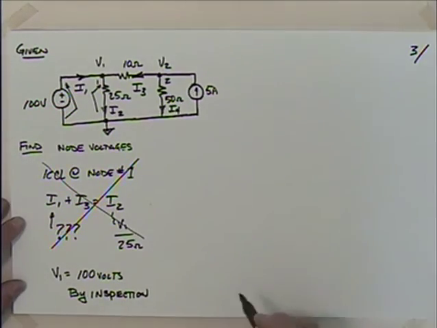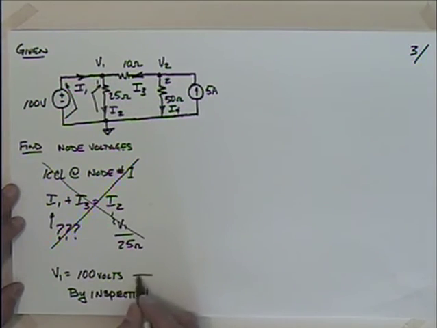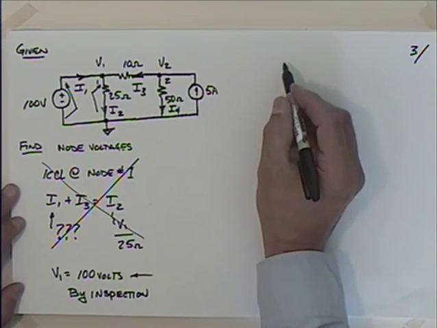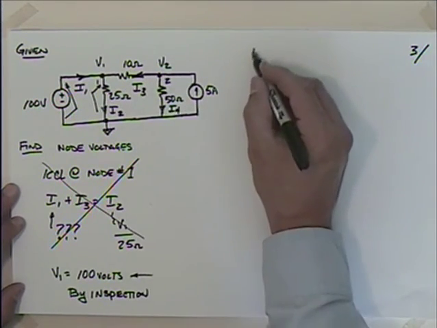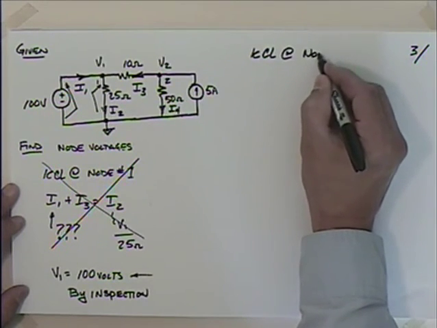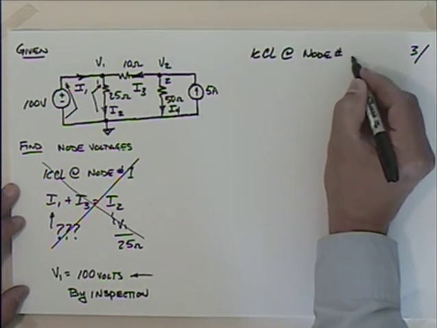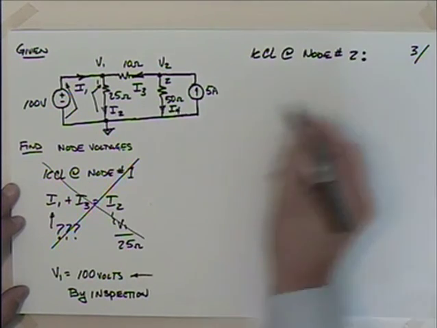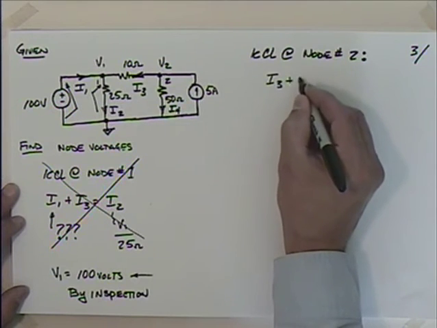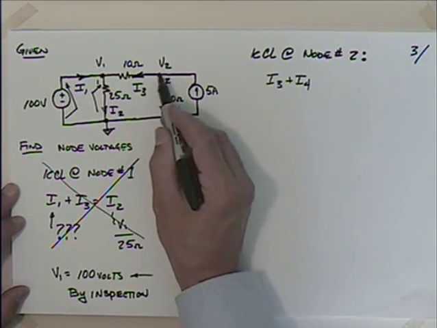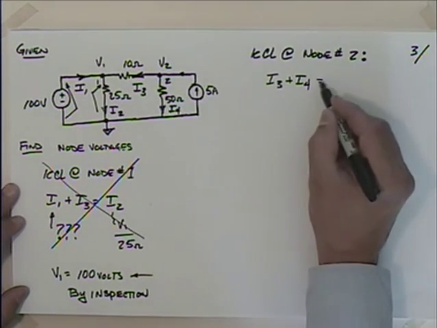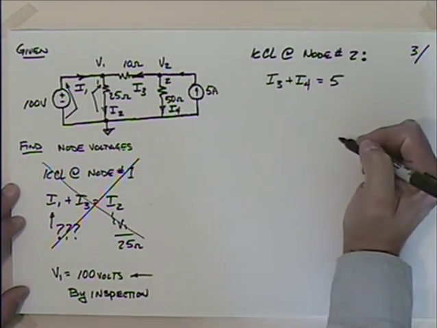I mean, you could say that this is still an equation, and I agree with you. But I only have one, shall we say, more difficult equation. So let's do this. I got Kirchhoff's current law at node number 2. What's that look like? You got I3 and I4 leaving. So I3 plus I4, that's what's leaving the node. What do you have going in? You got that 5 amps going in, don't you? So this has to be equal to 5.